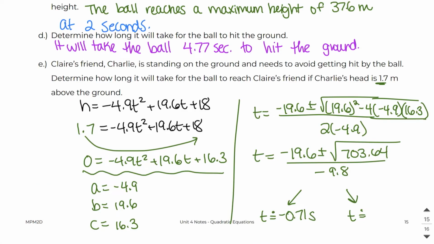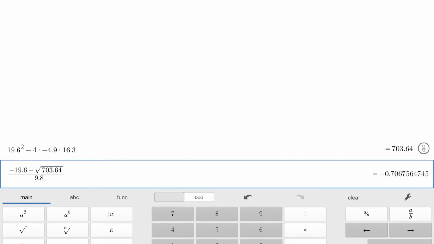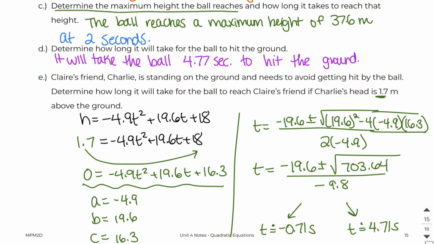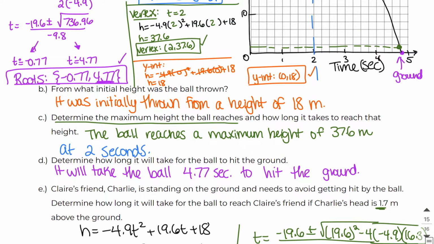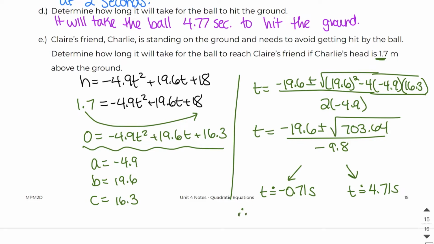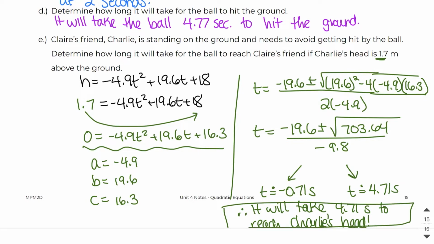And then on the other side, I'm going to change this plus sign into a minus sign, and I get 4.71. So here, t is 4.71 seconds, which should make sense because it hit the ground at 4.77 seconds right here, and 1.7 is pretty close to the ground. So therefore, it will take 4.71 seconds to reach Charlie's head. And that's it for this question.